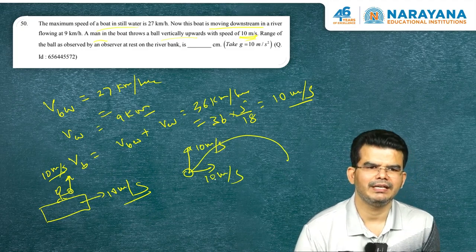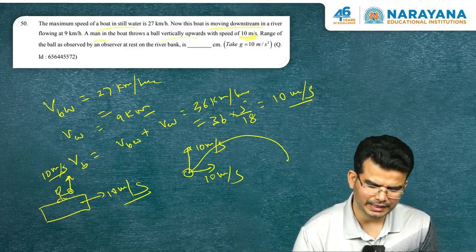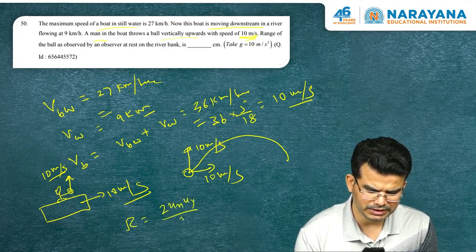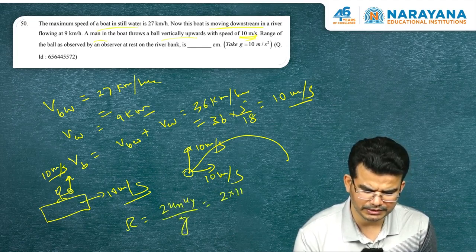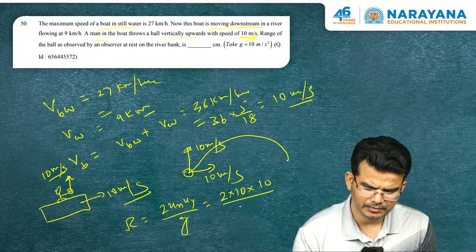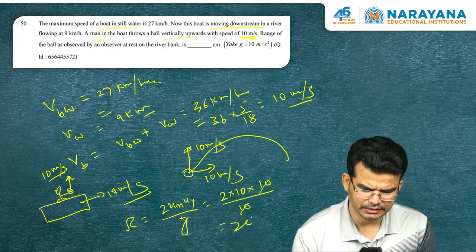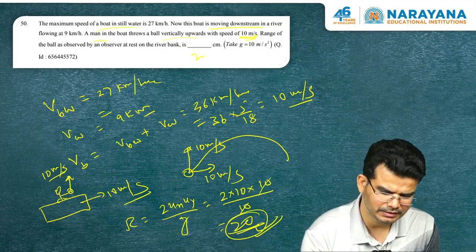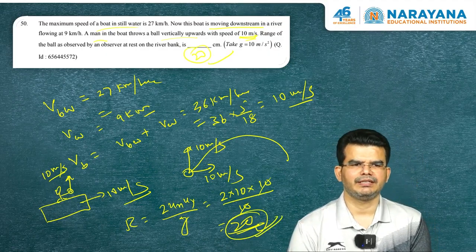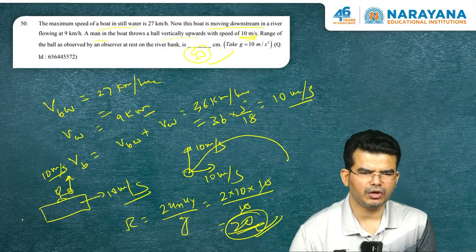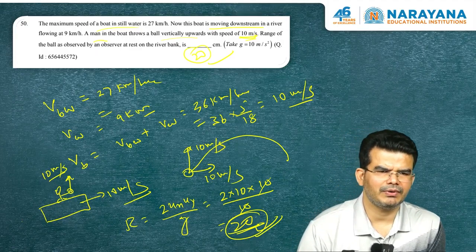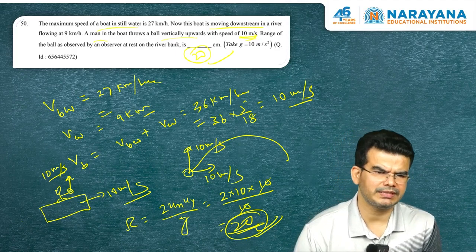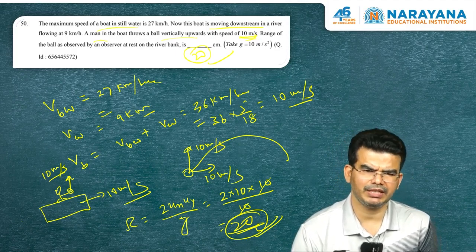They are asking for this range. So, the range is simply 2 ux uy upon g. Just put the values: 2 times ux is 10, uy is 10, upon g is 10. 10, 10 gets cancelled, this is 20. So, the answer is 20. So, this way we completed, I think, all the questions. Questions were easy. Whatever ambiguity was there, that also we discussed, and whatever bonus questions were there, that also we discussed. Okay, fine, thank you.